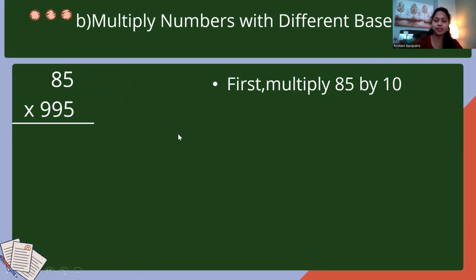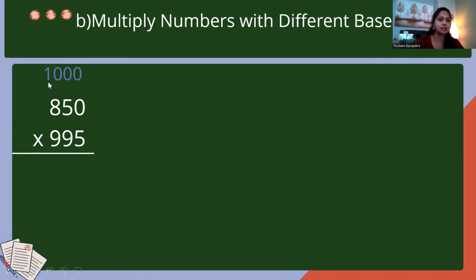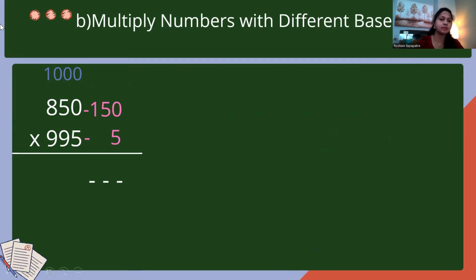Okay. But remember here that when you get the final answer at the end, you need to divide the answer by 10. Why? Because at first we have multiplied 85 by 10. There should not be a difference in the answer. We need to get the correct answer. So first we multiply by 10 and at the end we divide it by 10. Okay. Here the base is 1000. Then follow the same method, same steps.